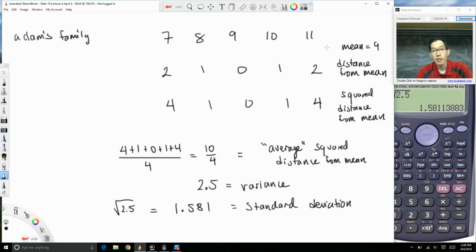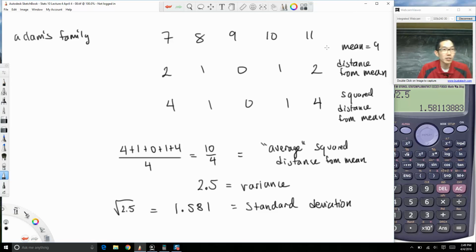It's not a coincidence that the standard deviation of the Baker family is 4 times larger than the standard deviation of the Adams family. If we look at the ages, in the Adams family the kids are all spaced out 1 year apart. In the Baker family, the kids were all spaced out 4 years apart. So it's not a coincidence that the standard deviation for the Baker family ends up being exactly 4 times larger than that of the Adams family. You don't need to worry about the mathematical theory as to how that worked out.